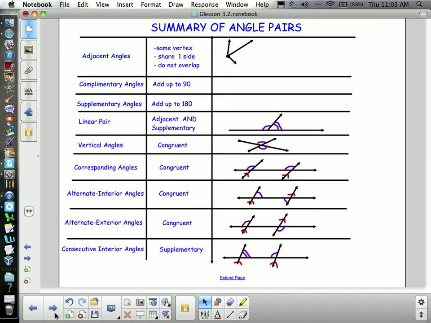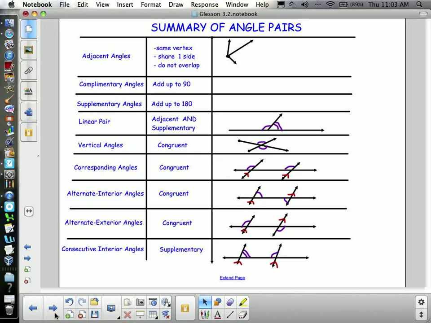All right? But now we know when parallel lines are crossed by a transversal, corresponding angles are congruent. Alternate interior angles are congruent. Alternate exterior angles are congruent. Consecutive interior angles are supplementary. Linear pairs are adjacent and supplementary. Vertical angles are congruent. Okay? So these are all relationships that we could add to our note cards now.